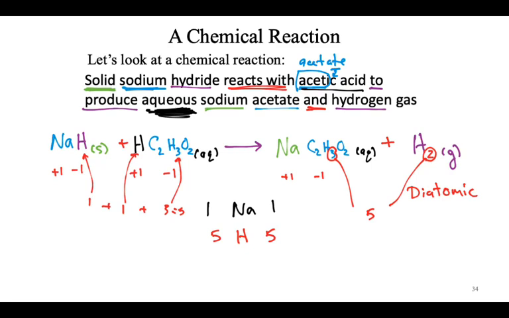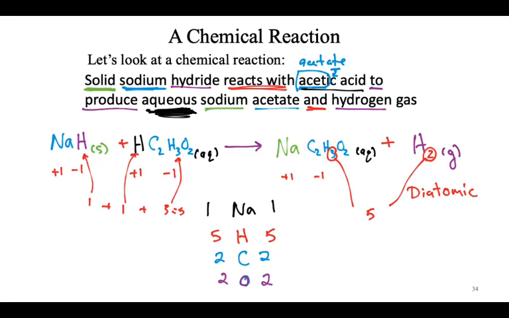Do the next element. What's our next element? Carbon. How many carbons on the left? 2. On the right, 2, so I don't have to do anything. Oxygen's on the left, 2. On the right, 2, so I don't have to do anything. Which means the equation is balanced. Yay! No? Not yay? Yay! See, there it is.